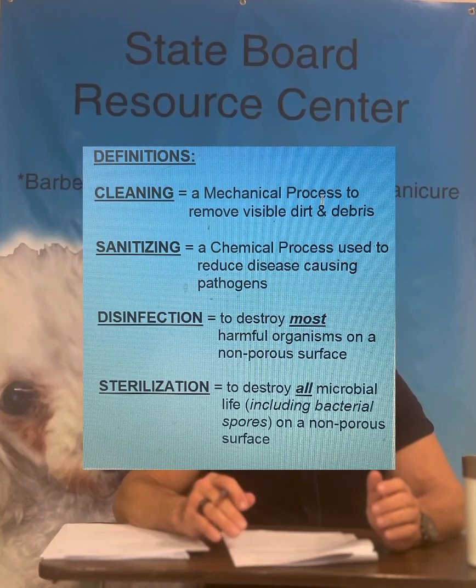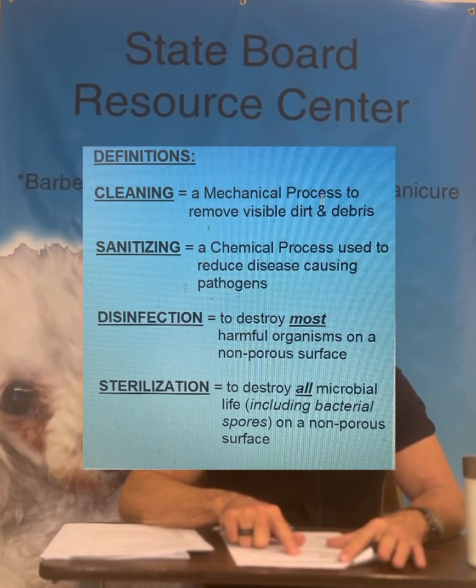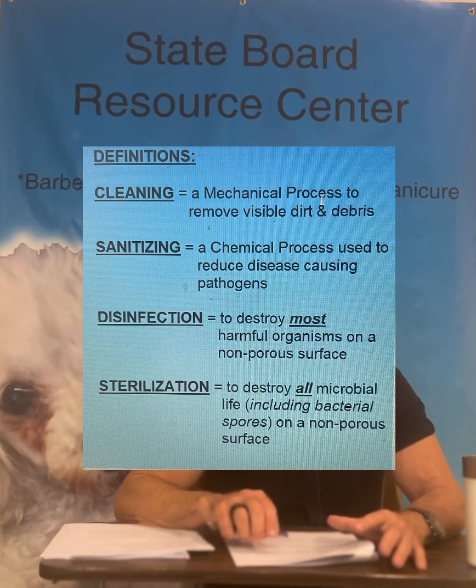Again, sanitizing is a chemical process, and I'm reading it right here from your book, for reducing the number of disease-causing germs to a safe level. Okay? Barbicide, quats, things of this nature. We use soap and water and hand sanitizer on ourselves, okay, to clean our hands. We use things such as quats in this industry to disinfect our tools and equipment, okay?